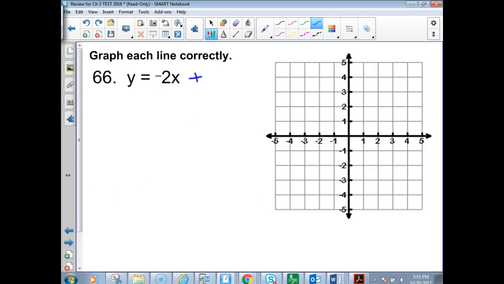This line has a b value of 0. You don't see it, it's a 0. It starts at 0, 0 there. The slope of -2, written as a fraction, means to go down 2 and right 1. So we go down 2, right 1, down 2, right 1, or up 2, left 1, up 2, left 1. And we make a line.